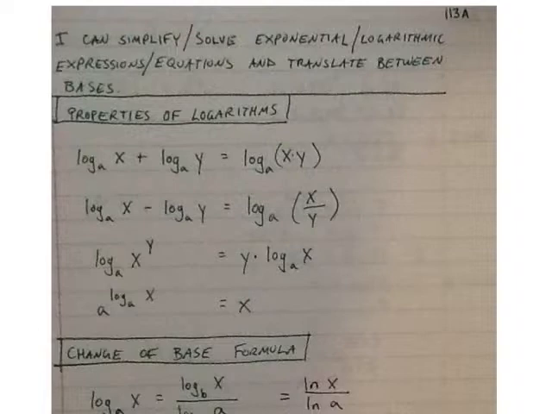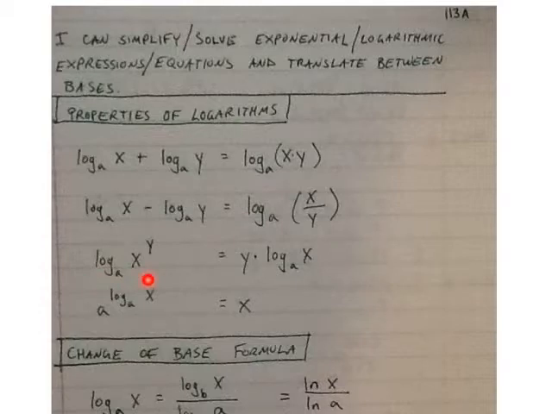Alright, for this skill we'll start on page 113A and focus on properties of logarithms. If you have two logs with a common base and they are added together, you can rewrite it as log of the two arguments multiplied. Similarly, if you have two logs with a common base that are being subtracted from one another, you could write it as the log of the two arguments divided by one another.